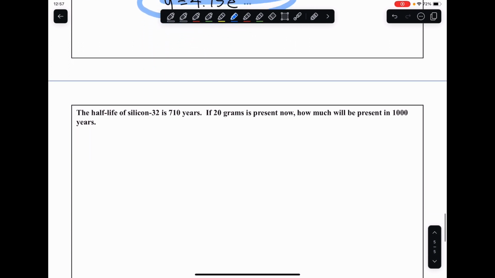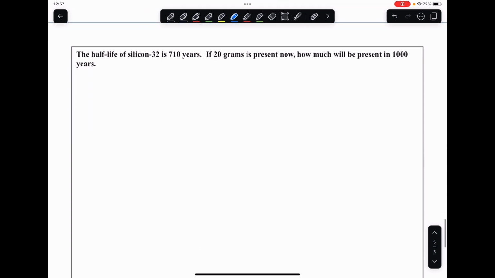And finally, for the last 2 questions. For the half-life question, here we have that this silicon 32, the half-life of this thing is 710 years. And we're going to start with 20 grams present now. So let's use that information here, okay?